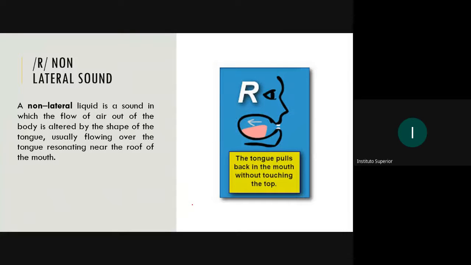Could you read, please? Non-lateral sound. A non-lateral liquid is a sound in which the flow of the air out of the body is altered by the shape of the tongue, usually flowing over the tongue, resonating near the roof of the mouth.